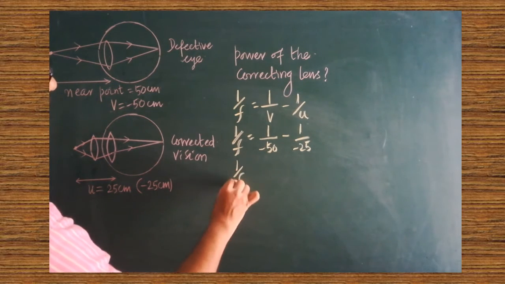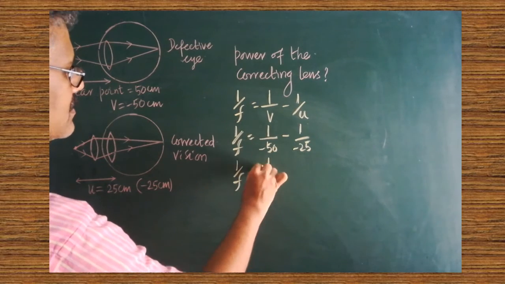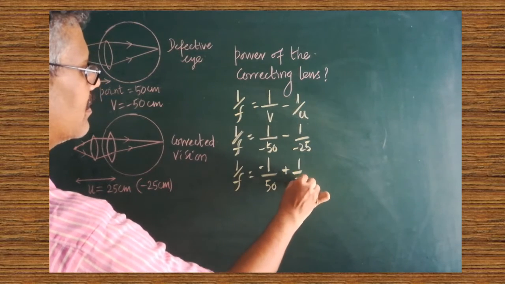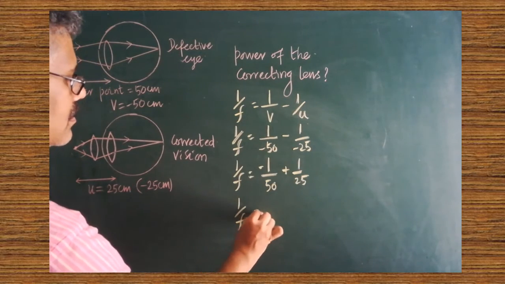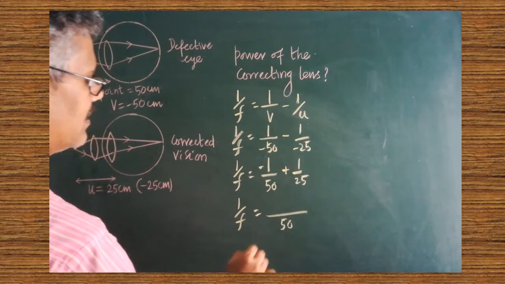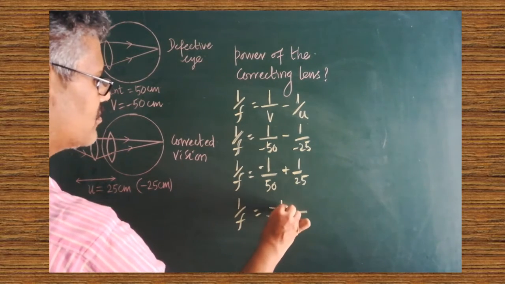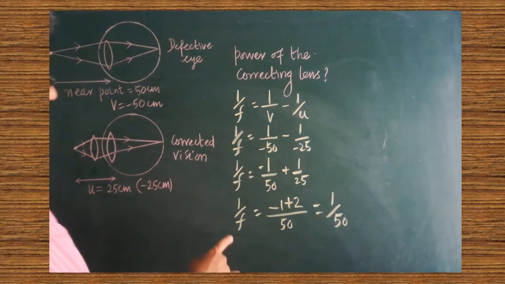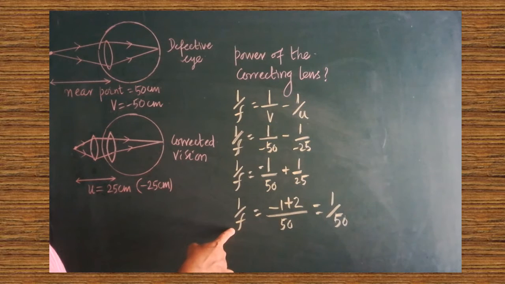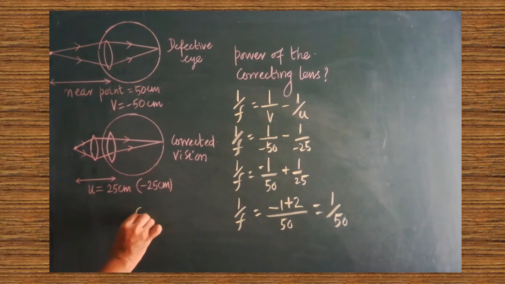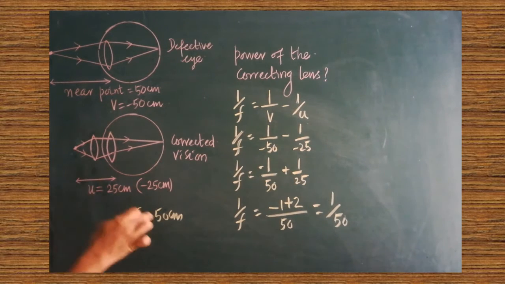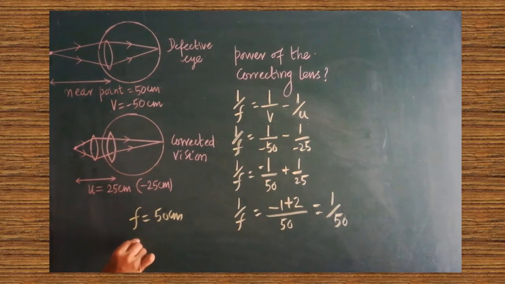After that, 1 by f is equal to minus 1 by 50, and this becomes plus 1 by 25. After taking the LCM, you will get 50 in the denominator. This one becomes minus 1, this one becomes plus 2. Therefore you will get 1 by 50. Compare the denominators. So what is the value of f? The f value is 50 centimeter. The focal length of the correcting lens is 50 centimeter.